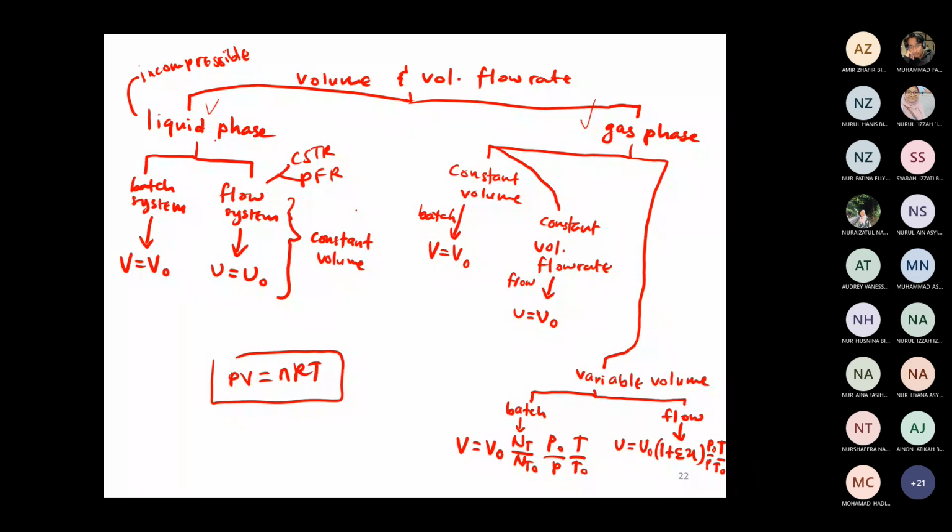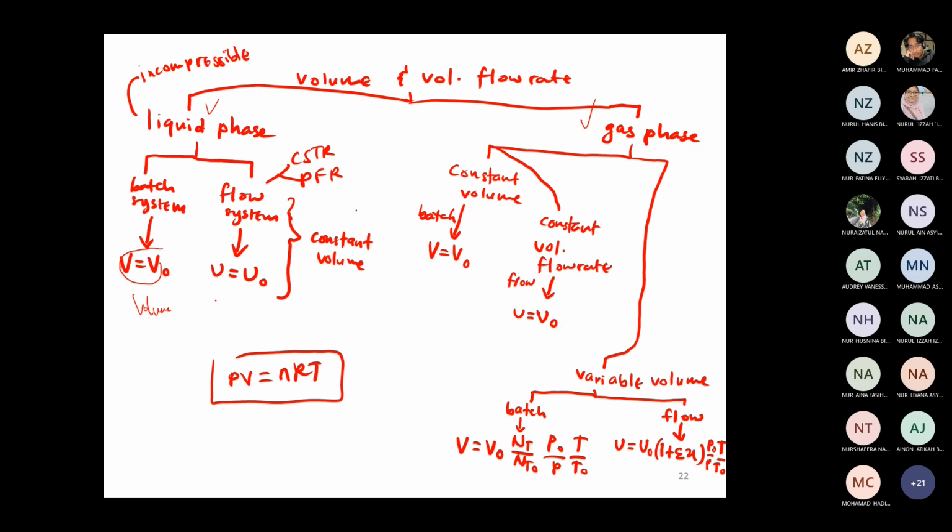So, liquid kita assume it is incompressible. That's why dia tak ada Z. Okay. So, we have a batch system plus with the flow end flow system, whereby the batch system is concentrated on the volume. Alright. And this one is volumetric flow rate.